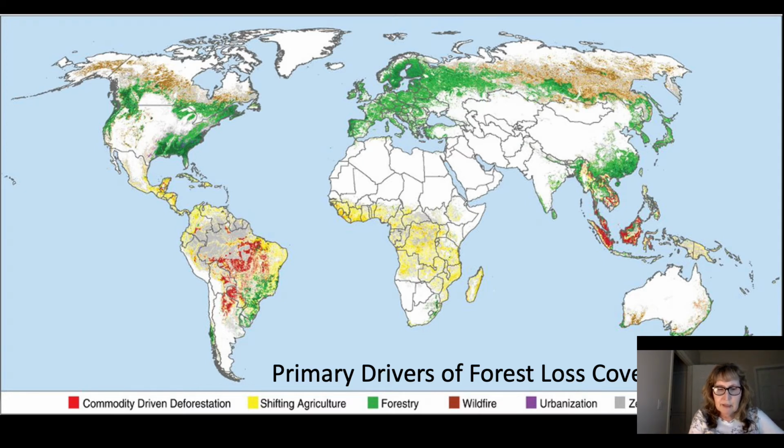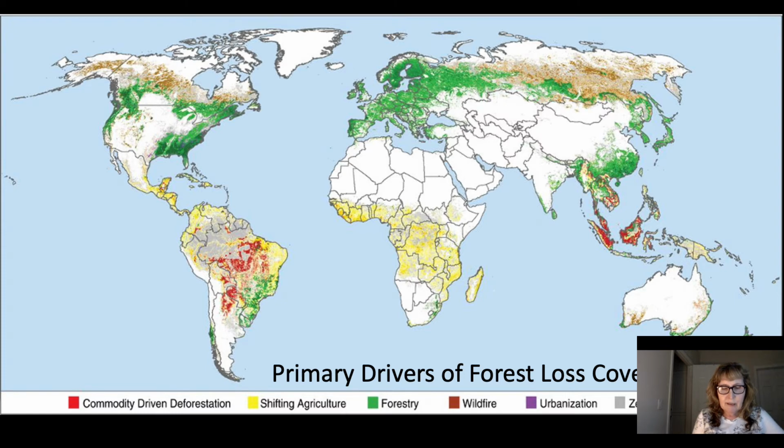Shifting agriculture is a small to medium scale conversion of forest and shrubland to agriculture uses that is eventually followed by the reforestation of the lands, and that's the yellow on the map. Forestry as a driver of deforestation is a large scale conversion of forests but happening with managed forests and tree plantations, followed by regrowth and reforestation in ensuing years.